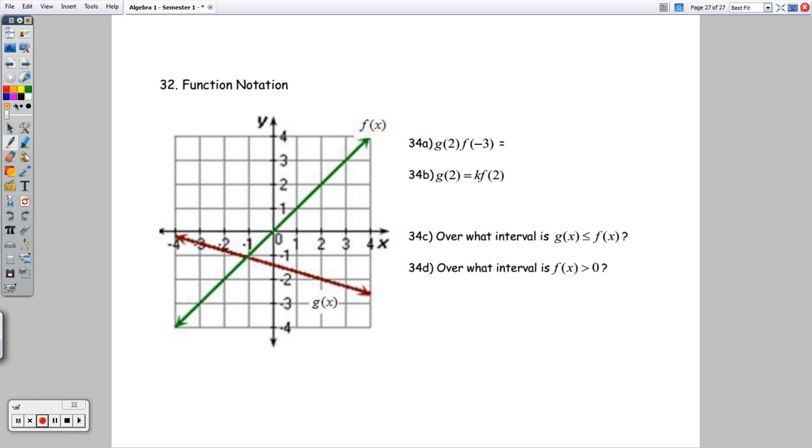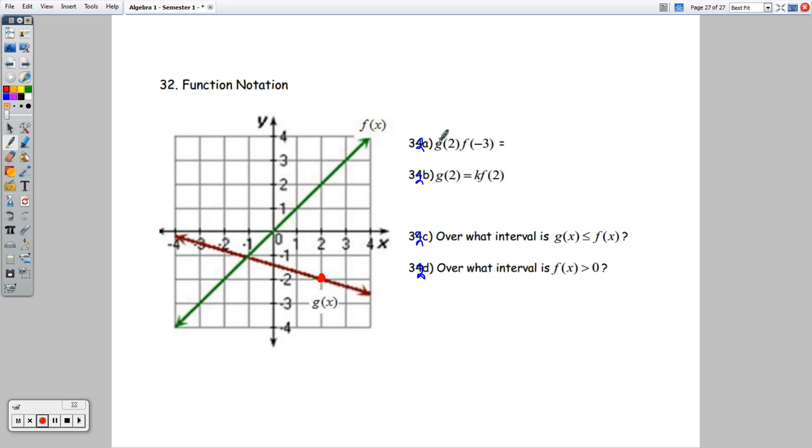And finally, number 32, last one here. This should actually say 32a, 32b, 32c, 32d. So g of 2, if you look at the graph, I'll color code things since it's color coded here. G of 2 would be this value right here. -2 is the y value. If you plug in 2, the y value is -2.